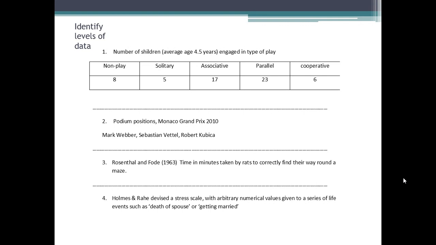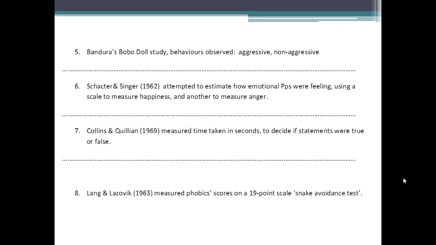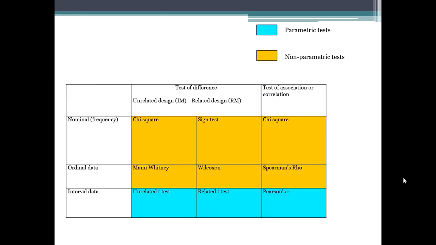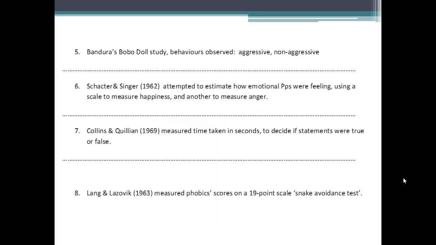If you are still struggling with telling the difference between the different types of data, it might be worth working through these examples to identify the levels of data. Apologies for the children typo. So you've got 4 examples here where you can decide whether it's nominal, ordinal, or interval data. And 4 more examples here. The answers are on the next page. Oh, the answers are not on the next page.